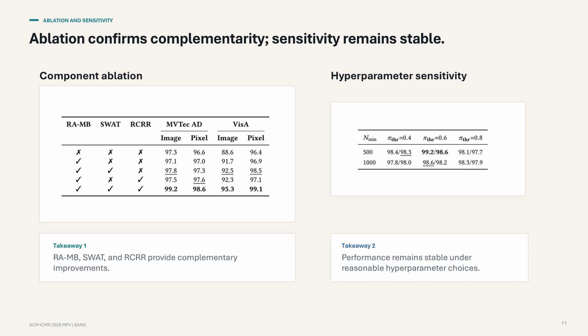This matches its purpose. Purity-aware weights and adaptive thresholds stabilize pseudo-supervision for boundary-mixed or low-confidence patches. RCRR further complements the other modules by distilling region-consistent structure into the lightweight detector. The full model achieves the best results on both datasets. The sensitivity results also show that reasonable choices of purity threshold and region bank size keep performance stable, so the method is not overly dependent on a fragile hyperparameter setting.